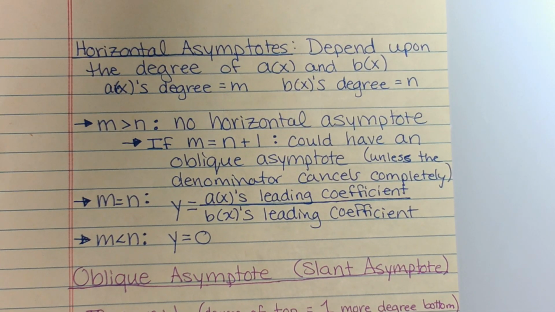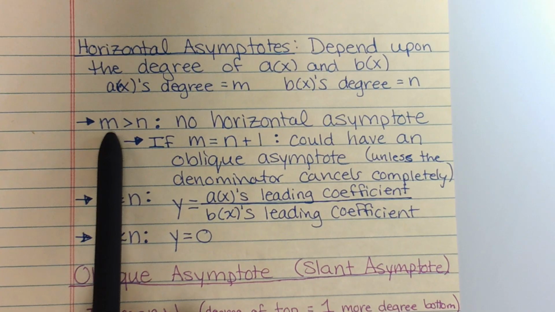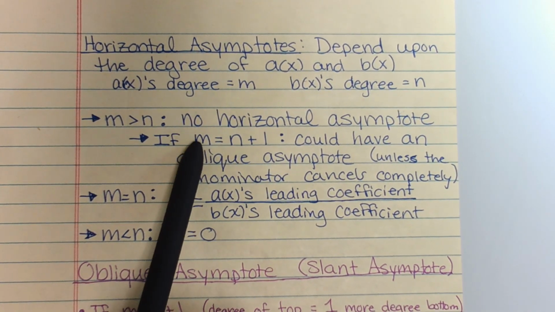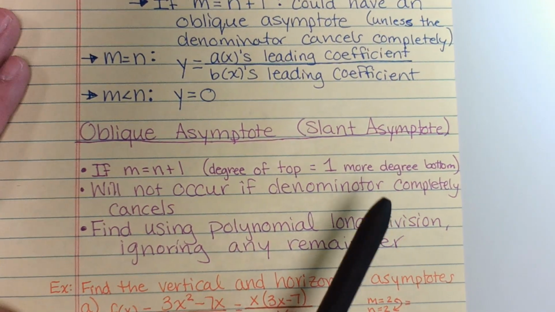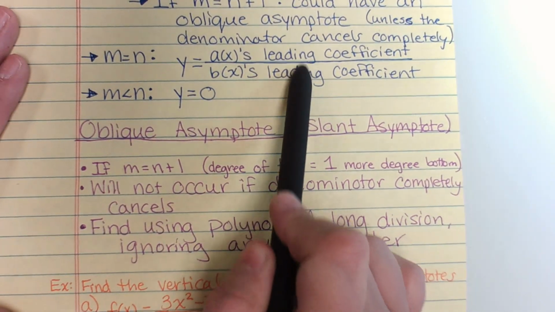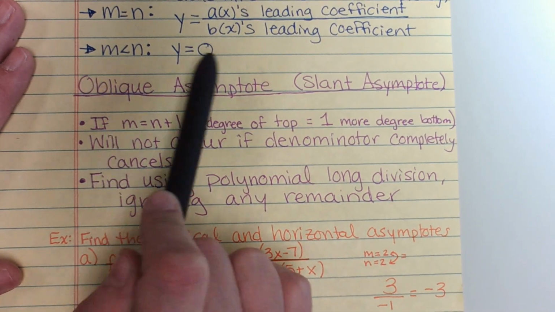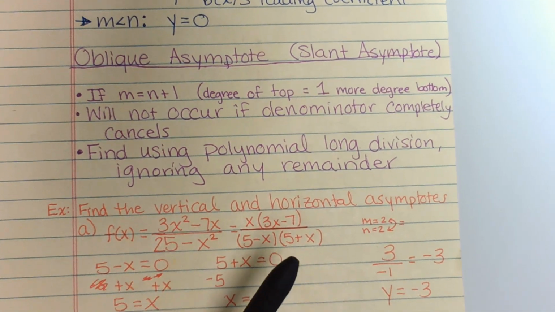There are also horizontal asymptotes. To determine the horizontal asymptotes, you have to look at the degree of the polynomial. What's the degree again? It's the power, the exponent, specifically the biggest exponent. If the degree of the numerator is bigger than that of the denominator, then there's no horizontal asymptote, but there's the possibility of an oblique asymptote. If the degrees are the same, you divide the leading coefficients, and that'll be your horizontal asymptote. If the degree of the top is smaller, then it has a horizontal asymptote at 0.